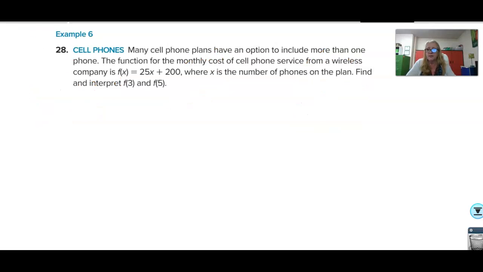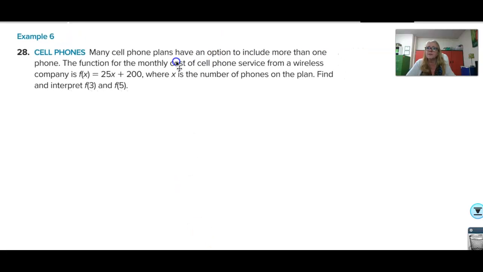All right, I think this is going to be the last one I'm going to do from this section. Many cell phone plans have an option to include more than one phone. The function for the monthly cost of cell phone service from a wireless company is f of x equals 25x plus 200, where x is the number of phones on the plan. Find and interpret f of 3 and f of 5. Okay, so they want you to find the cost for 3 phones or 5 phones.